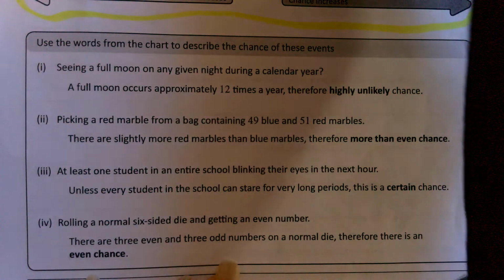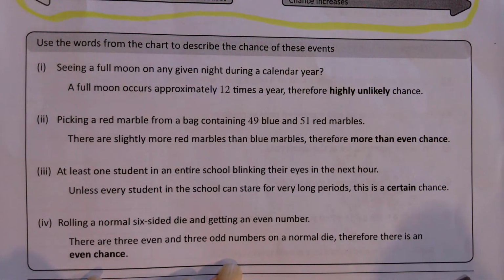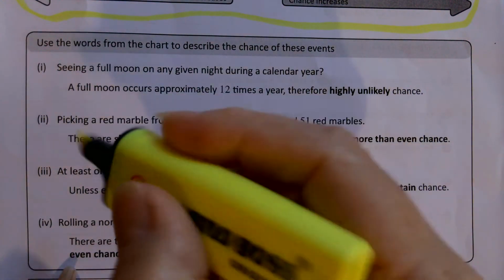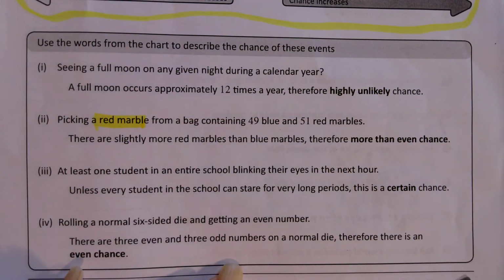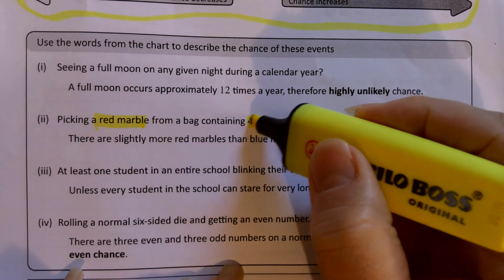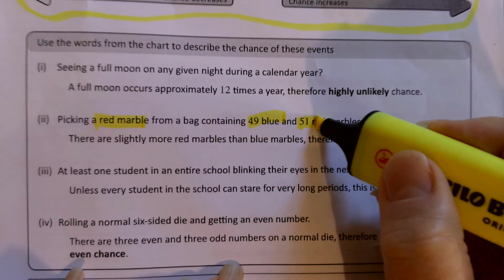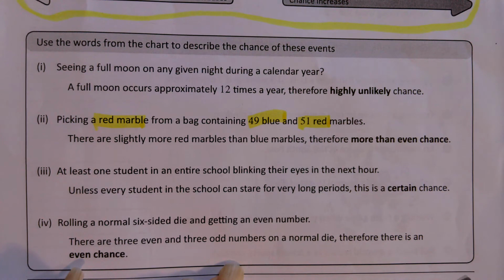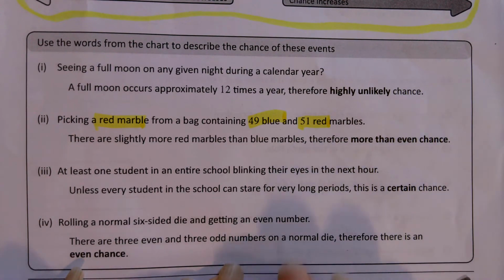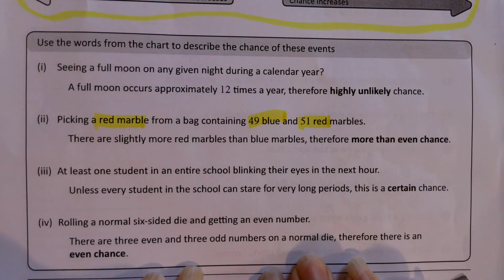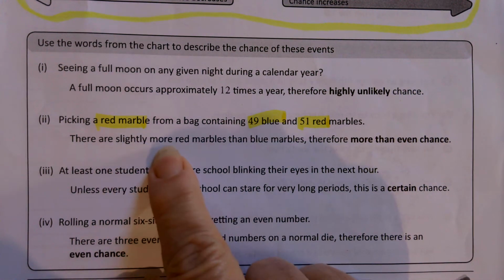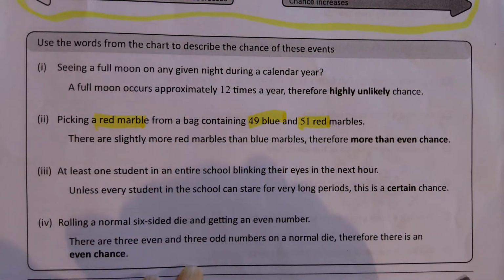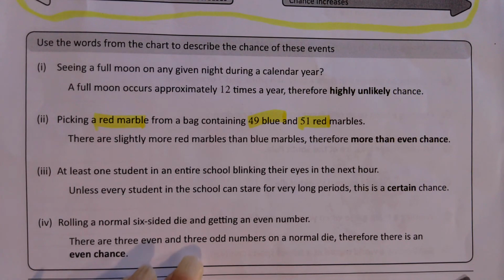A red marble. So a good idea is to use your highlighter here. So we're going to get a red marble. So highlight what the event is that we are looking for. Now it contains 49 blue, that is information we need, and 51 red. Now let's analyse those numbers. We've got two different colours in there. We only want a red one, not a blue one. But as you noticed, 49 and 51 are almost exactly the same. So there are slightly more red ones than blue ones. So there's more than an even chance that red is going to be chosen.